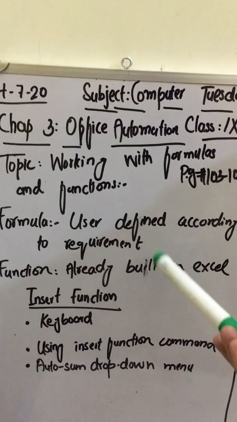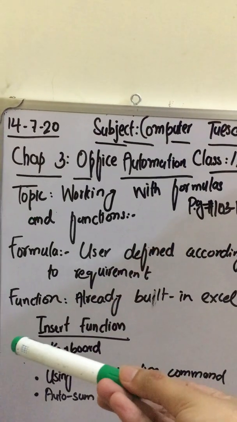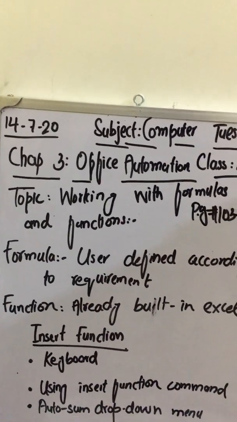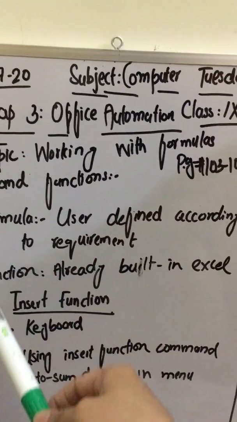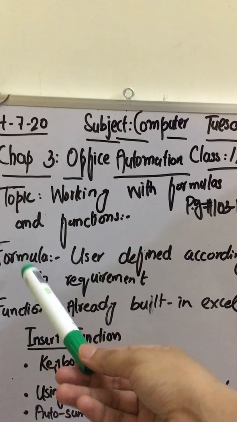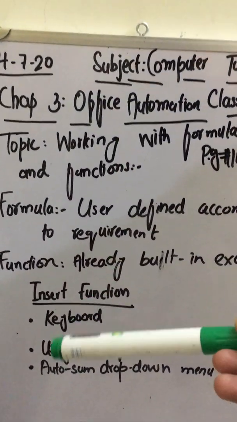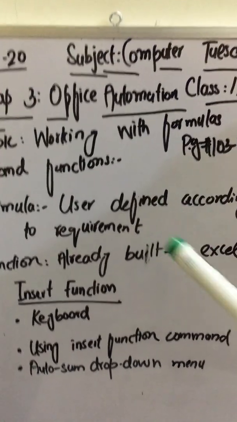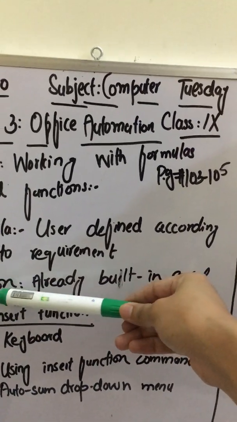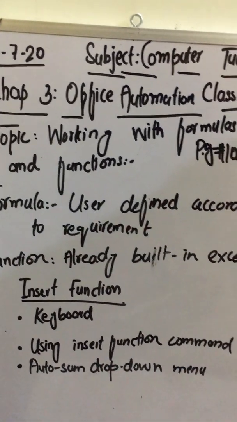Formula is actually user defined according to the requirement. It is a user defined calculation on the cells, and function is already built in formula used in Excel. So you can say that functions are already built in or already given in Excel to be used by the user, while formula is something that you can change according to your requirements, according to your desire, or according to the data you are working on. So what's the difference between the two? Function is already built in and formula is built by the user according to their own requirements.